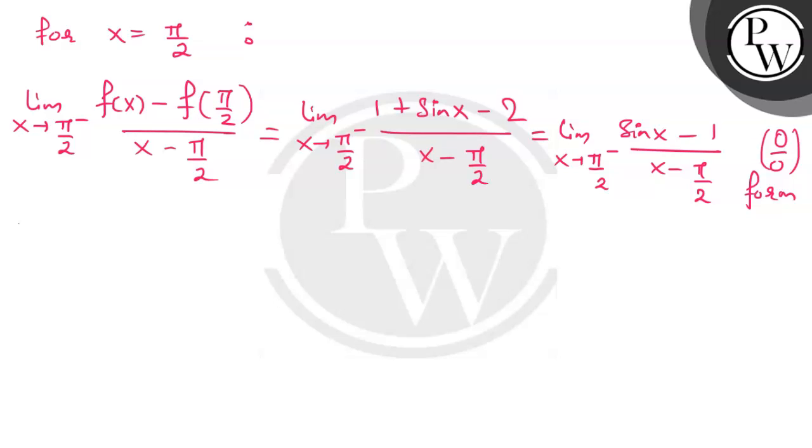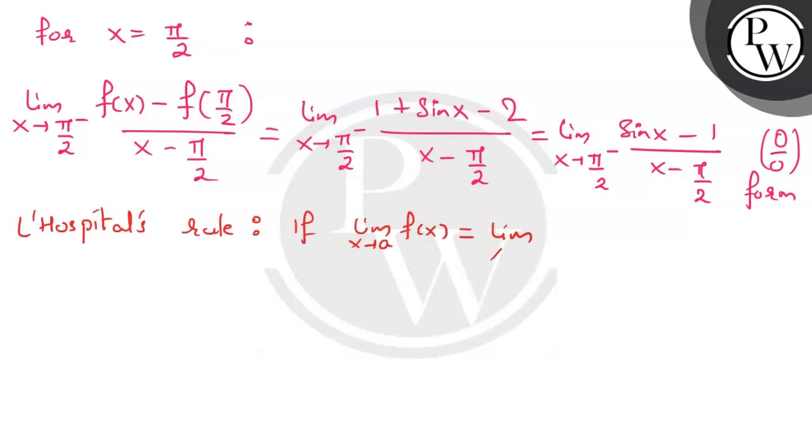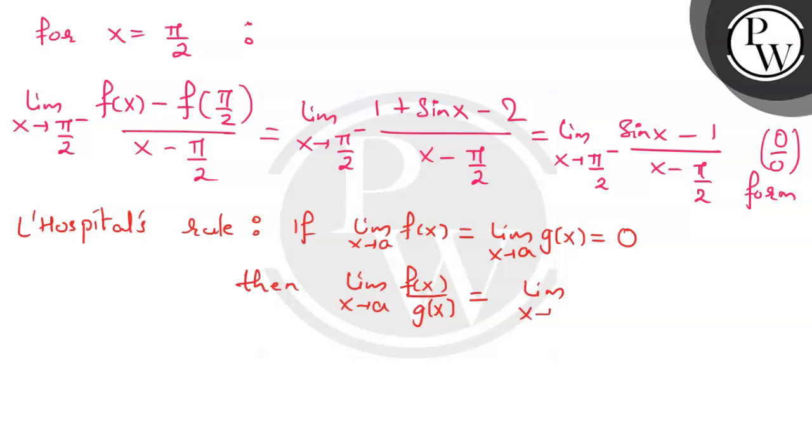So let's first note down the statement of L'Hopital's rule. L'Hopital's rule says that if limit as x goes to a point a of f(x) is equal to limit as x goes to a of g(x) is equal to 0, then limit as x goes to a of f(x) by g(x) is equal to limit as x goes to a of f dash x divided by g dash x, and यहाँ पर अभी L'Hopital's rule अप्लाई कर लेंगे.